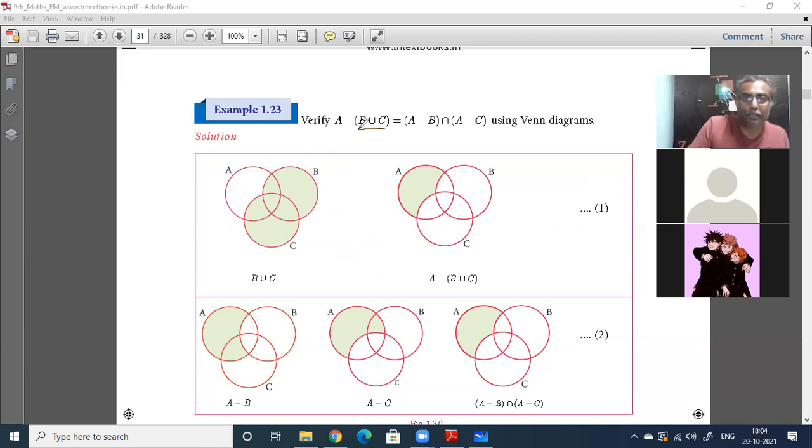First step is B union C. Okay, left hand side, first step is B union C. You must find out what is B union C. This is B and this is C, both coming together. Okay, this whole area is B union C. Correct?